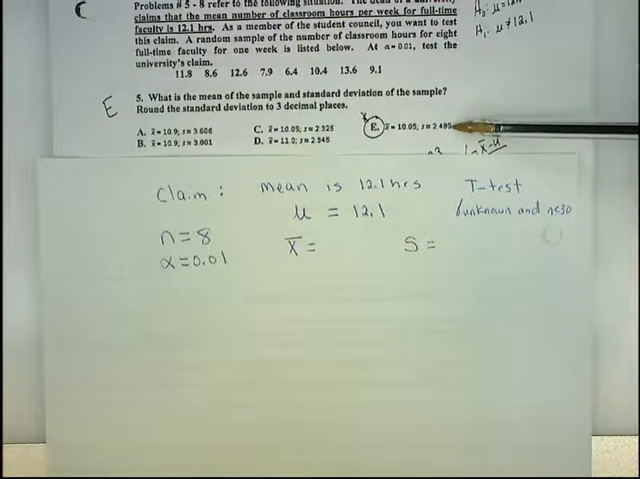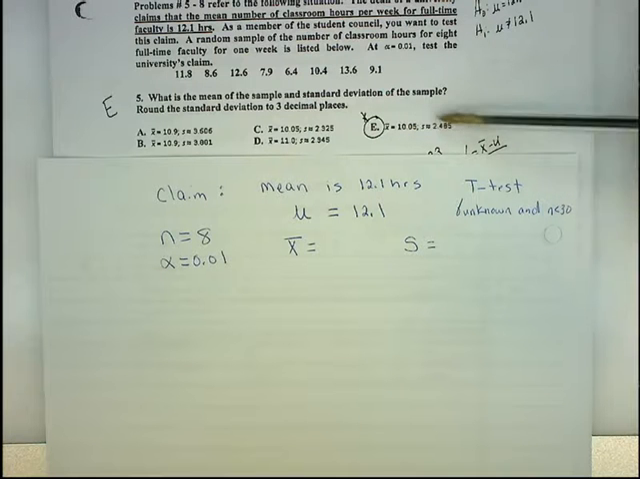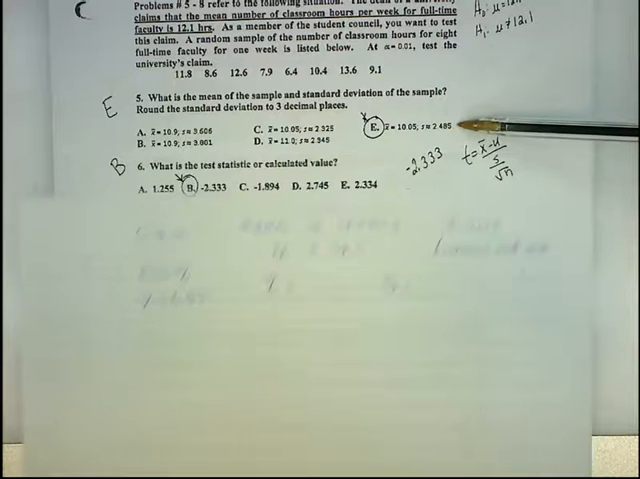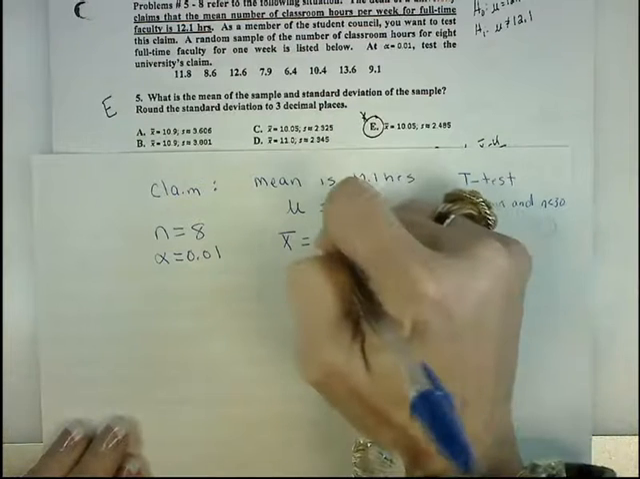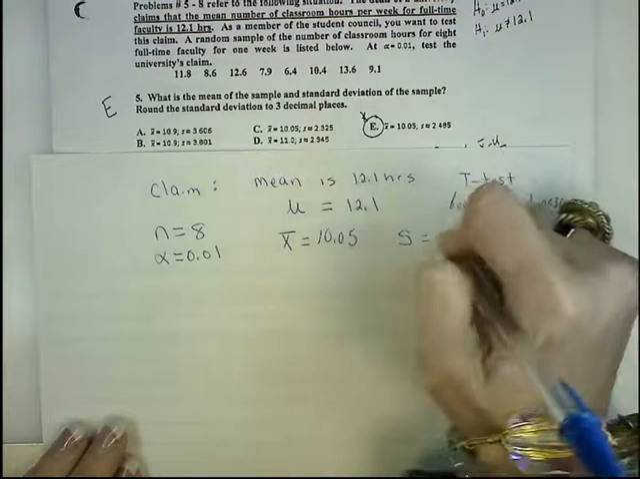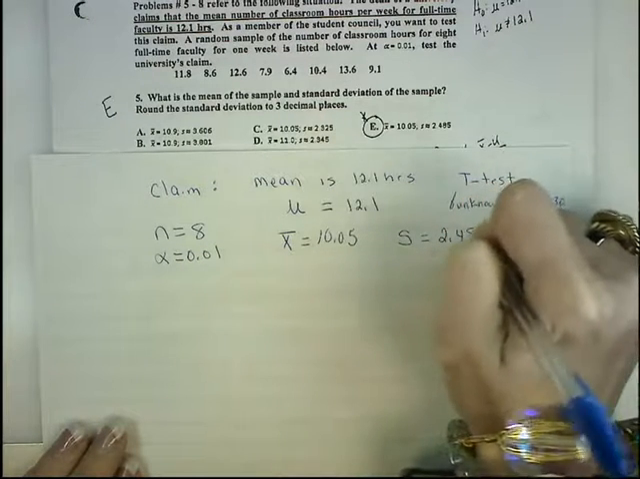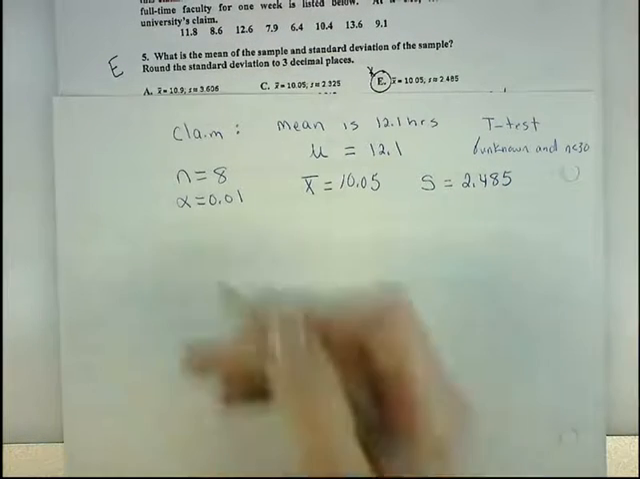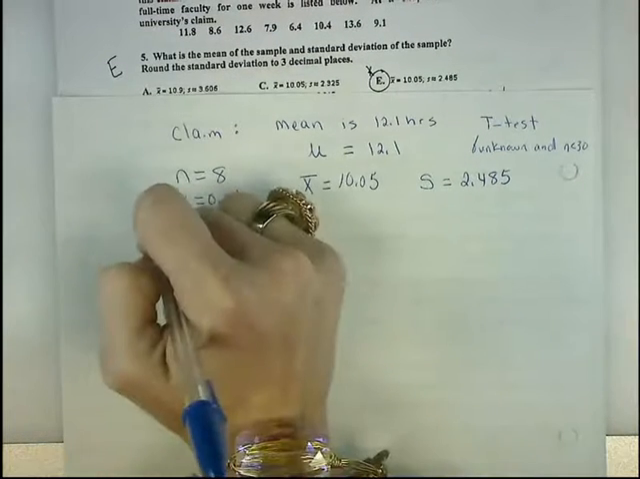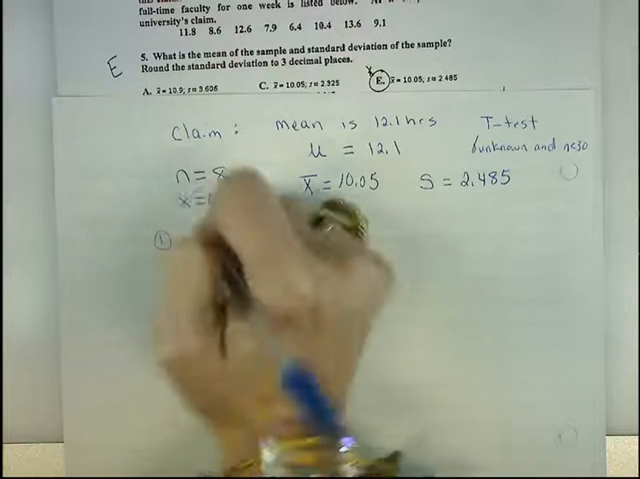And that's E. 10.05 for the sample mean, and my sample standard deviation is 2.485. And I'll write both of those down. Please verify with this raw data that you received these 2 values, and again round to 3 decimal places as stated. I am going to perform the p-value method with this problem.